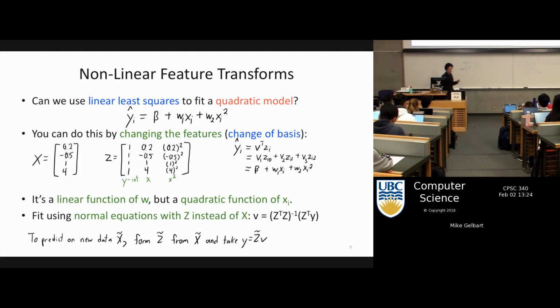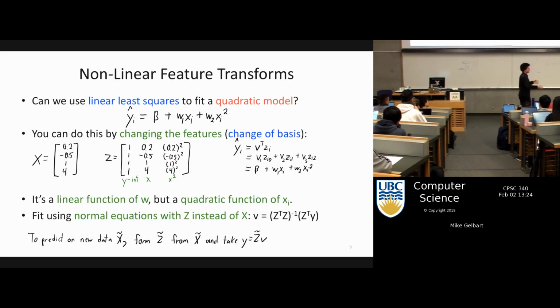Now this last line is probably where the most mistakes happen. When you're done, you have v, not w. V is a thing ready to make predictions on a thing with 3 features. So you cannot just give it x test equals 7. You have to give it a thing with 3 features. That's what it's expecting. So you must apply the same transformation to your test data.